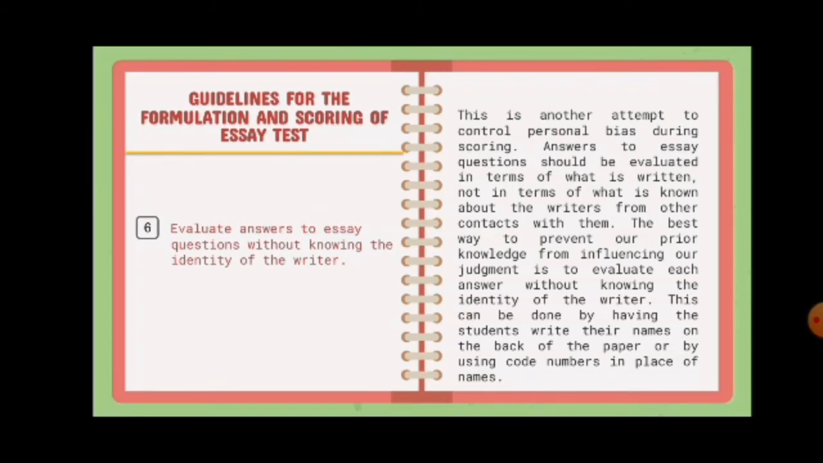This can be done by having students write their names on the back of the paper or by using code numbers in place of names. So in number 6, usually the teacher is the one checking the test paper. The purpose of writing the names at the back or using codes is to avoid bias in grading, but usually the teacher is the one who grades the essays.